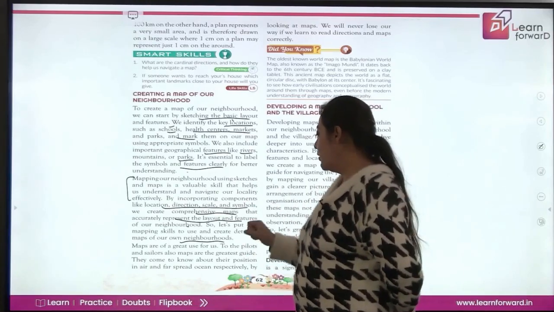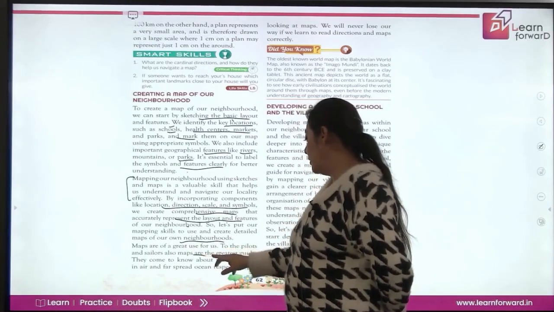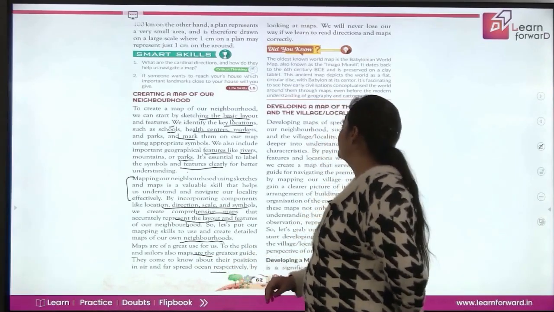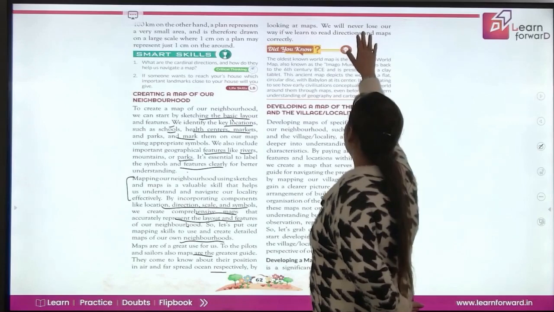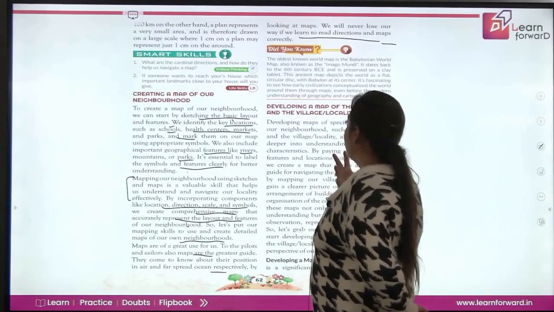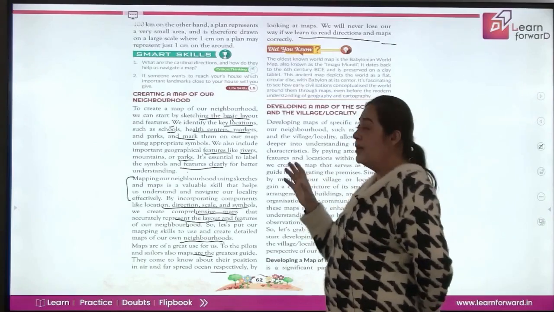Maps are of great use to pilots and sailors. Maps are the greatest guide. They come to know about their position in the far spread ocean by looking at maps. We will never lose our way if we learn how to read the directions on maps correctly. तो हम कुछ मिस नहीं करेंगे अगर हमें मैप रीडिंग आती है.